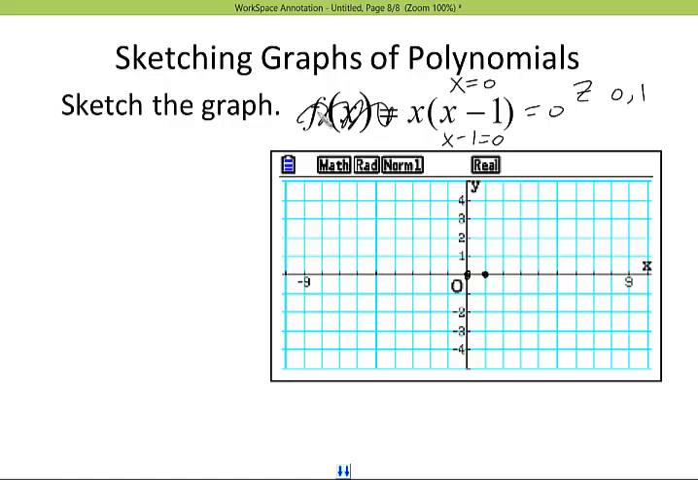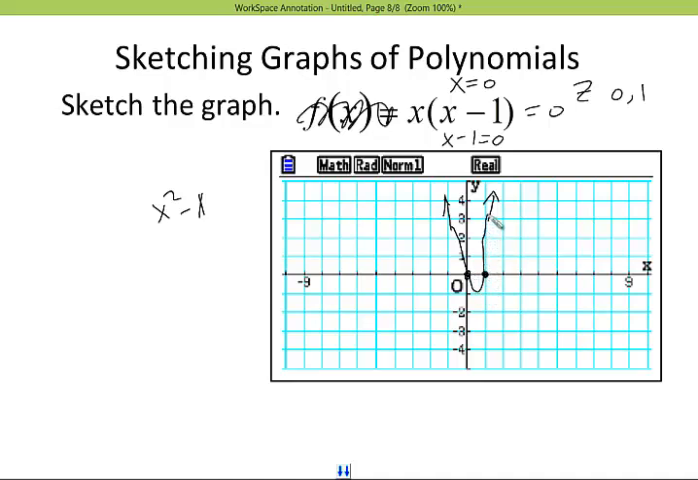This is what we're going to estimate. If I distribute this out, it's going to be x squared minus 1x. And from the right hand and left hand behavior, this rises to the right and it rises to the left. That means I can just put my graph through there.